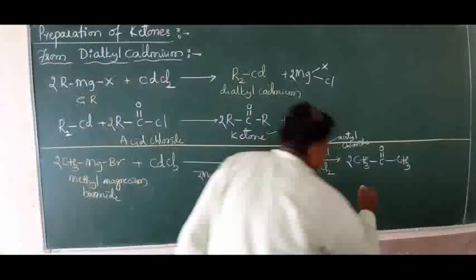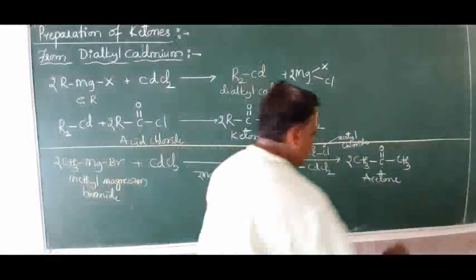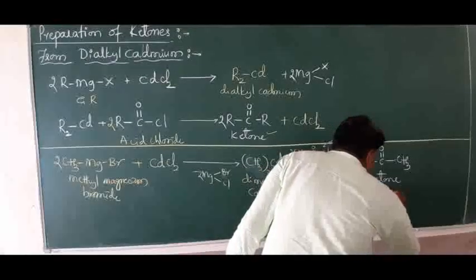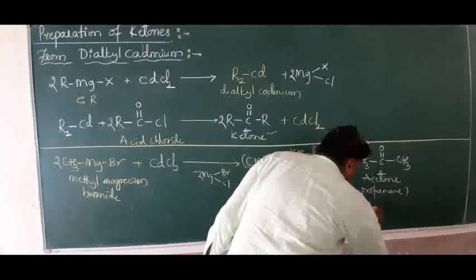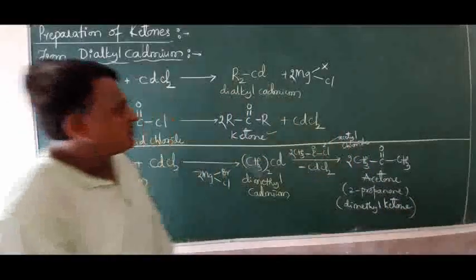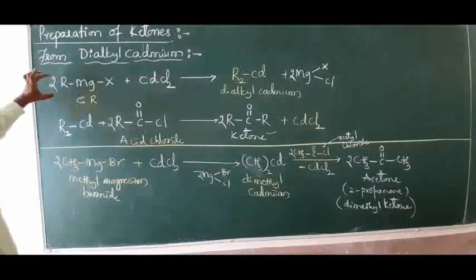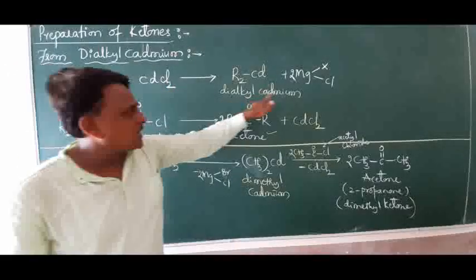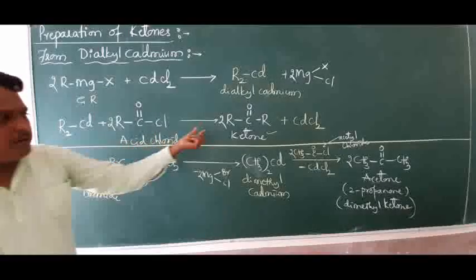The name of this compound is acetone, or 2-propanone, or dimethyl ketone. This is a wonderful reaction for the preparation of ketones from dialkyl cadmium. I repeat, friends, when Grignard reagent reacts with cadmium chloride to form dialkyl cadmium, this dialkyl cadmium then reacts with acid chlorides to form ketone.